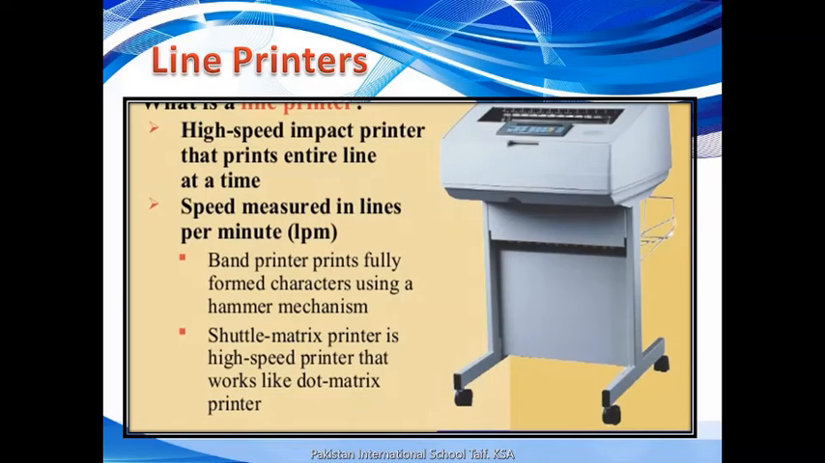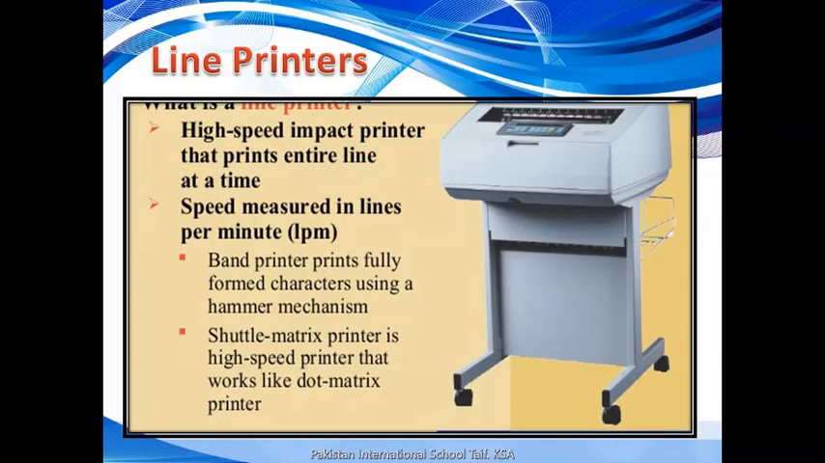So a line printer is also a type of impact printer. Basically, a line printer is a fast impact printer. It prints an entire line at a time. Its speed is measured in lines per minute, LPM. Many line printers can print 3000 lines per minute. Two types of line printers are band printer and chain printer.